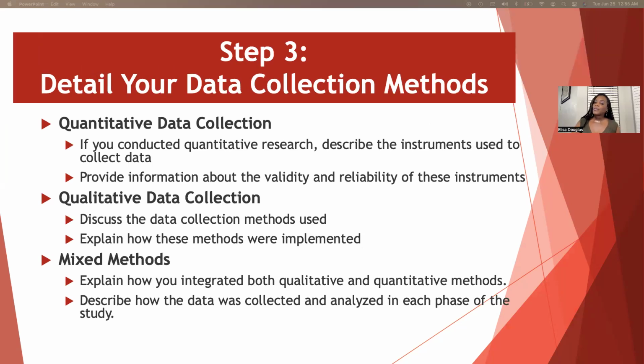The third step is where you want to detail your data collection methods. So of course, there are 3 different data collection methods that you will use in most cases for your research study. So unless it's like a scoping review or systematic review or something like that, you'll just focus really on either quantitative data collection, a qualitative data collection, or if it's a mixed method study, then it will be a combination of both qualitative and quantitative data collection methods.